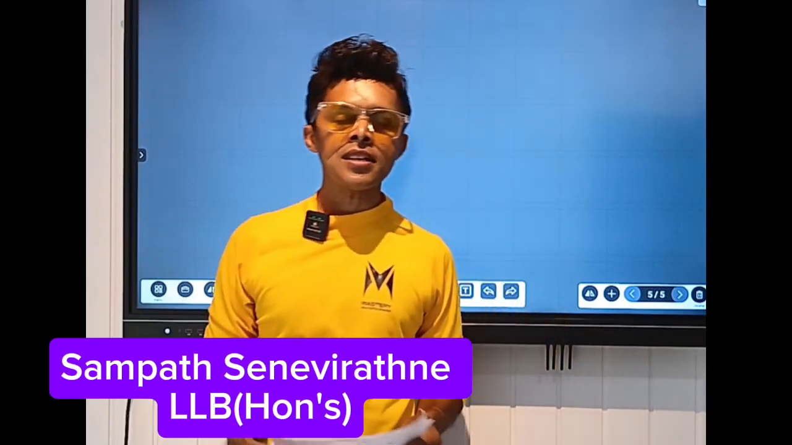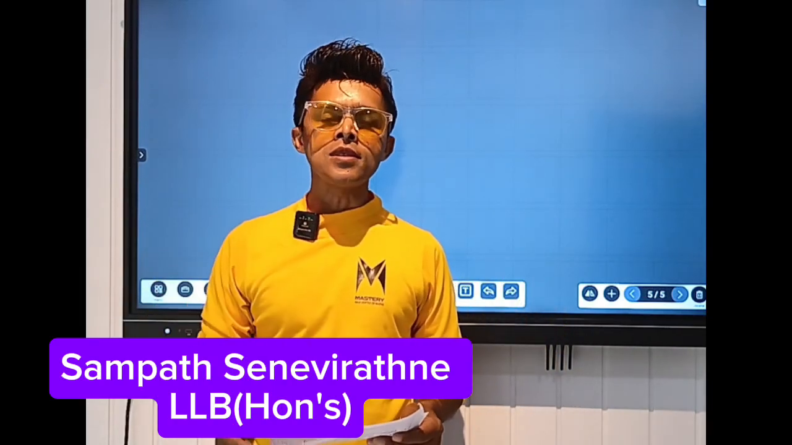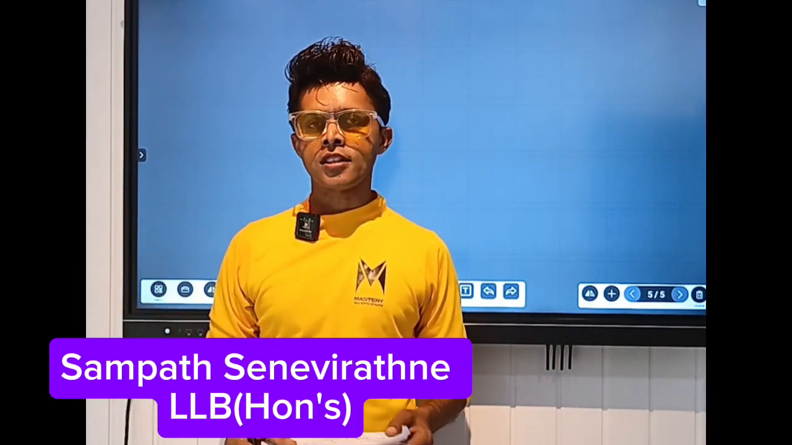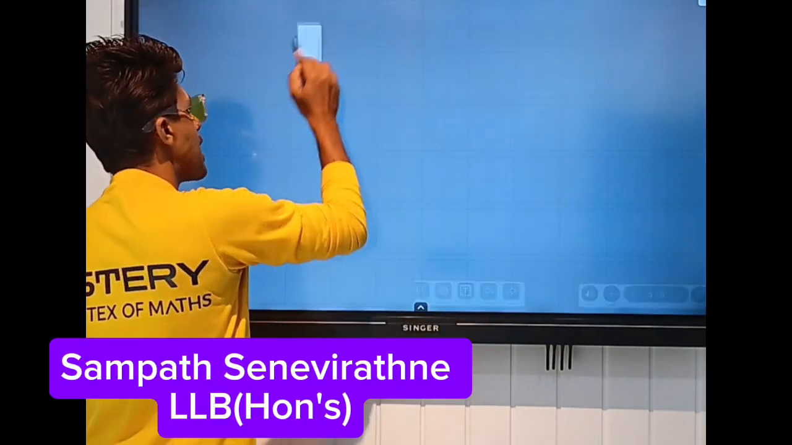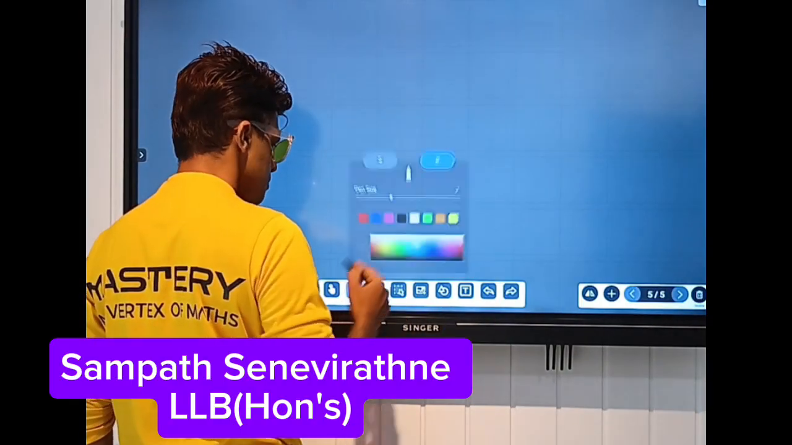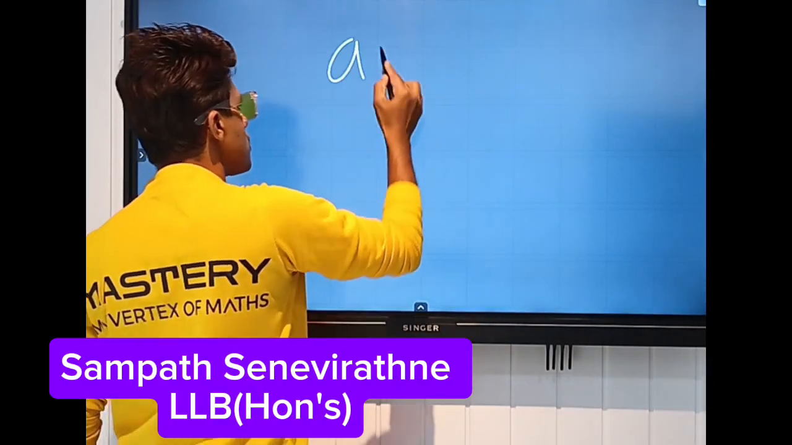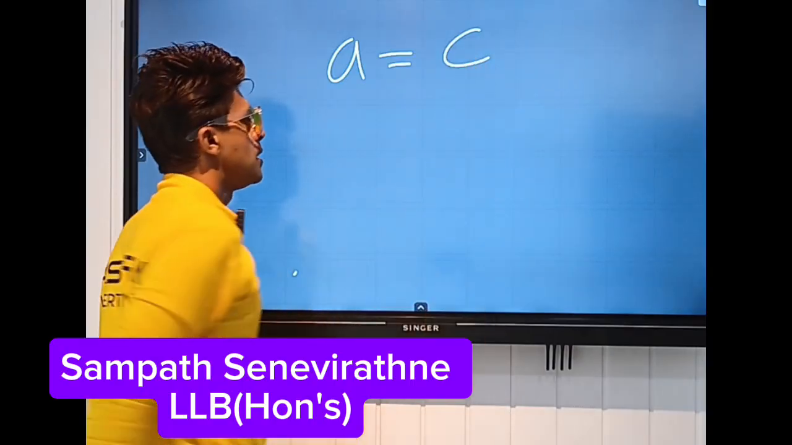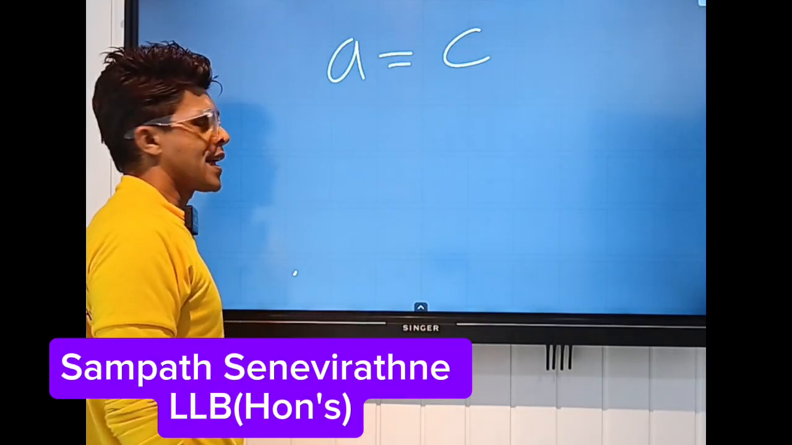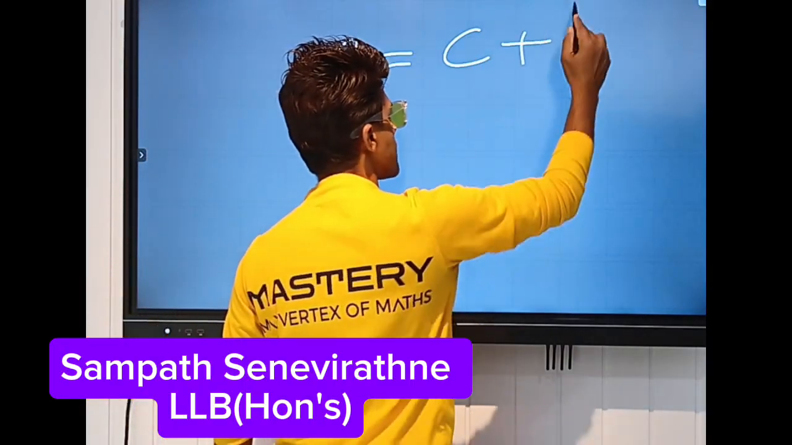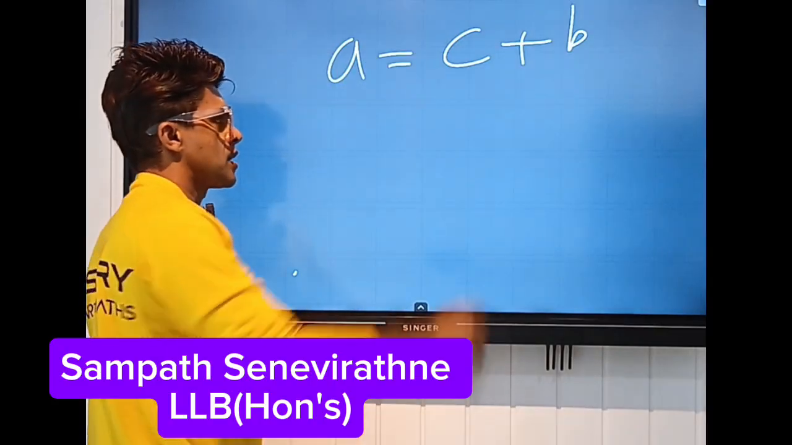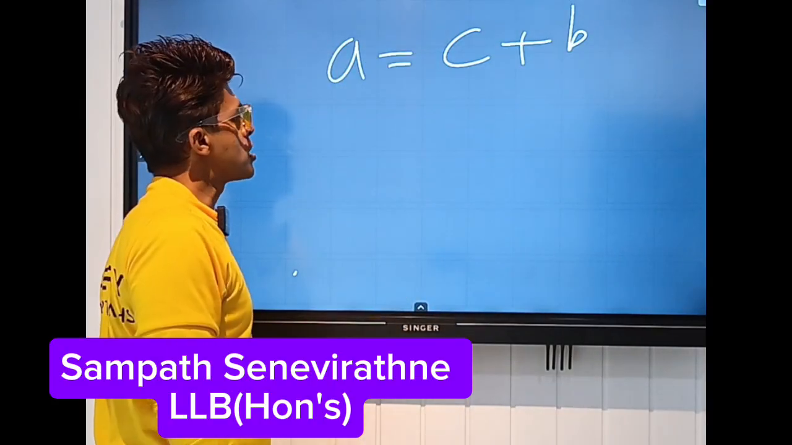Formula is a relation found between and among unknown terms. Here, A equals C. Then this is a relation which means A equals C. Then A equals C plus B. Here is a relation. Then the sum of C and B equals A.